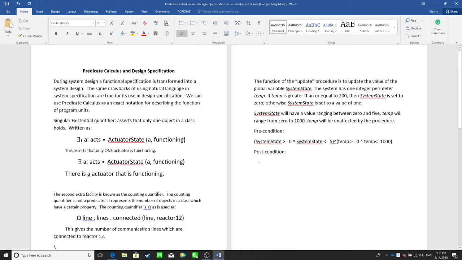Think about the post condition. The post condition is also something about temp and system state. Try to specify that. What should the temp look like after the execution? What does this description say about temp? You can find.